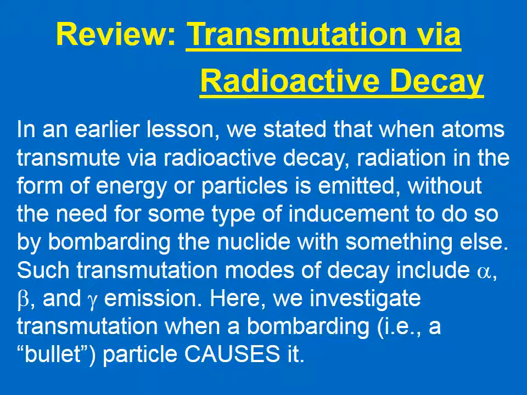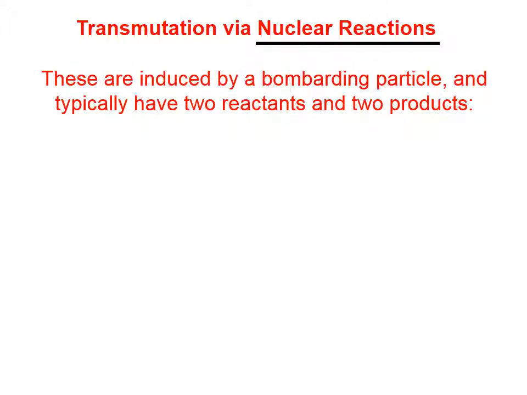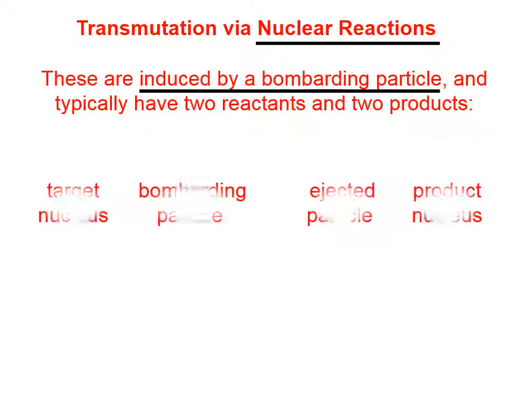Here, we investigate transmutation when a bombarding, i.e. a bullet particle, causes it. In transmutation via nuclear reactions, we have an inducing particle, a bombarding particle, a bullet. Typically we have two reactants and two products that are in these reactions.